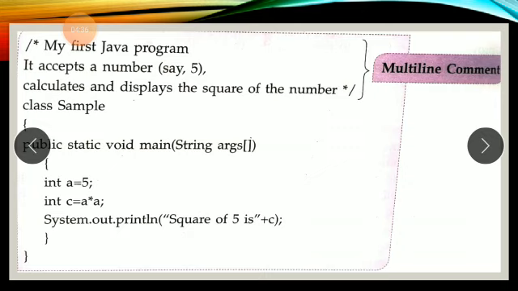Here we have included the multi-line comment as: my first Java program. It accepts a number, say 5, calculates and displays the square of the number. This we have written in the multi-line comment section, and the program is the same as earlier. The program name is sample. In the main method, we have declared a as an integer type variable, and we have taken another variable c to hold the square of a, and then we are printing the square of the number. That's it.